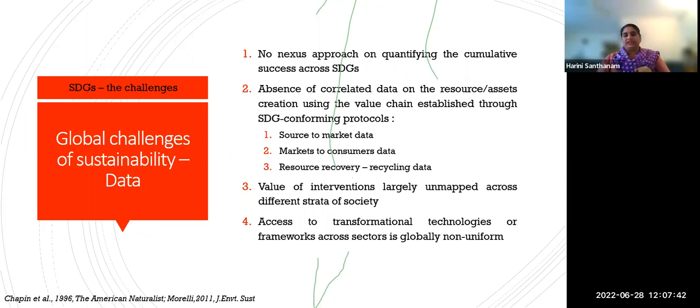Third and the fourth thing is that we have to also account for data on transformational technologies or frameworks which are maybe globally non-uniform, which means that it can be specialized for one particular area, but it is not used in another area, right? So it can be a conservational practice, as I told you about olive ridley.